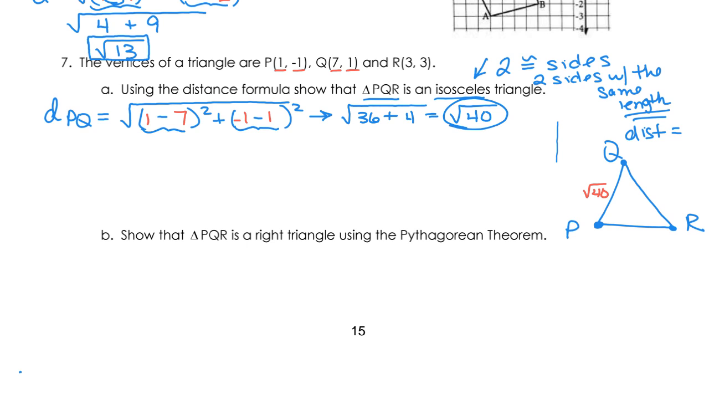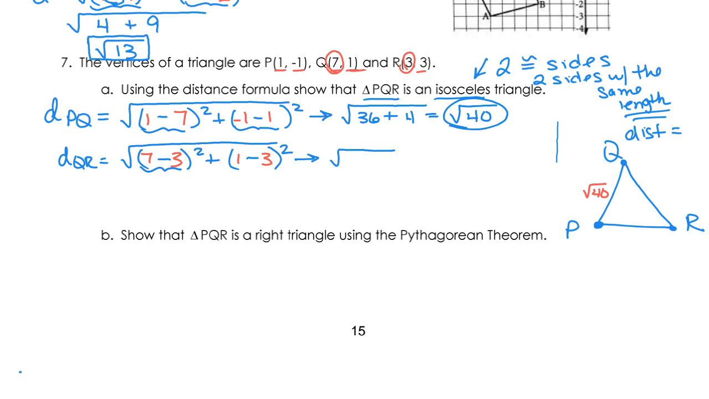All right, I'm going to do my next one. So now that I did PQ, I'm going to do QR. And I'm going to find the length of that side, and I'm hoping it comes out to be the square root of 40, because if it does, I'm finished. All right, so I'm going to take Q and R's x-coordinates, which are 7 and 3, and their y-coordinates, which are 1 and 3. And we're going to do the same thing.